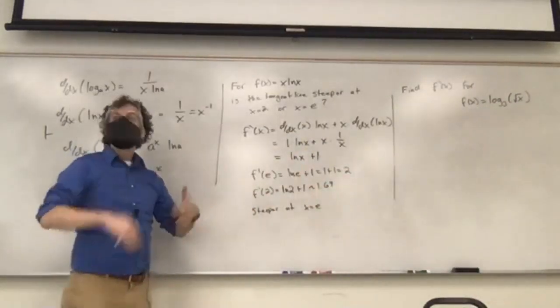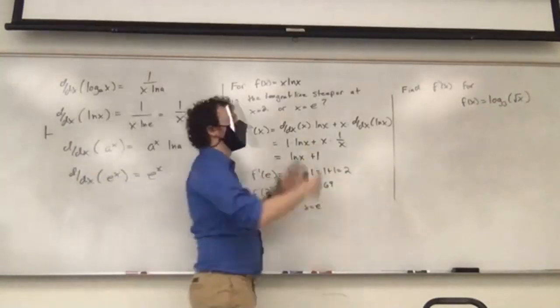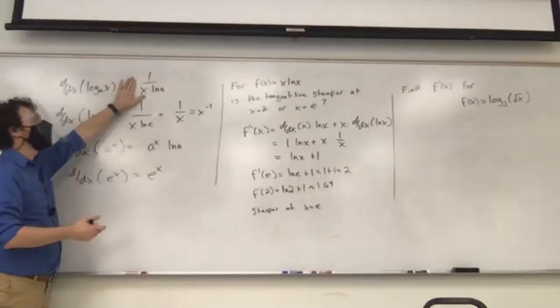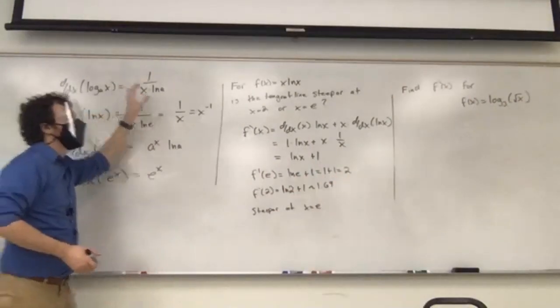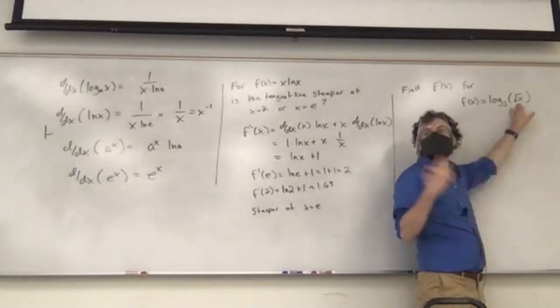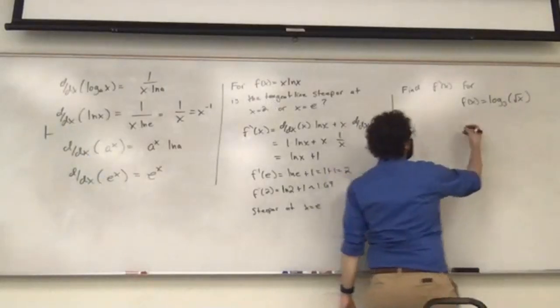So this problem is a chain rule problem, first of all. There's the outer logarithm, and the derivative of the logarithm is this first derivative rule right here. The inner function is the square root, and that's x to the 1/2, so that's a power rule problem.